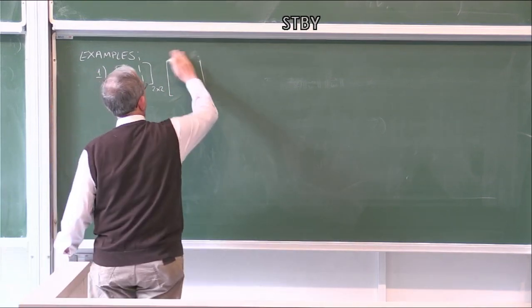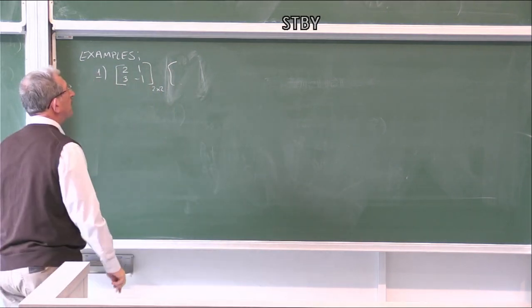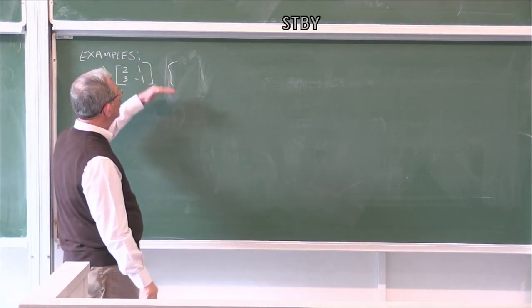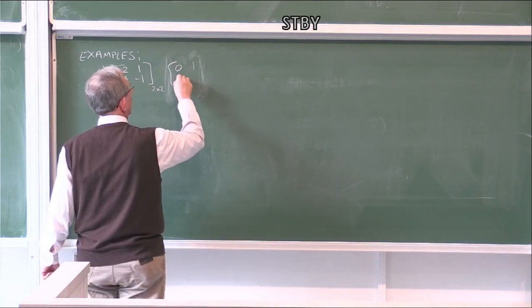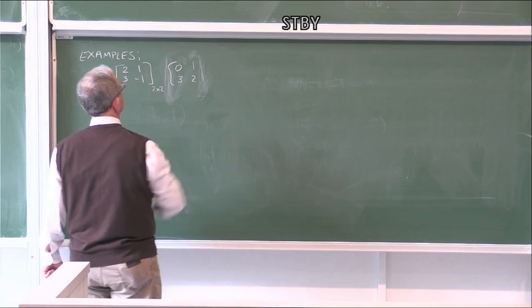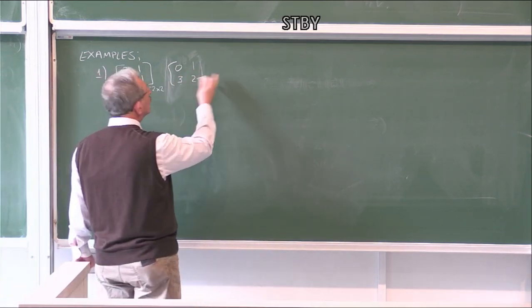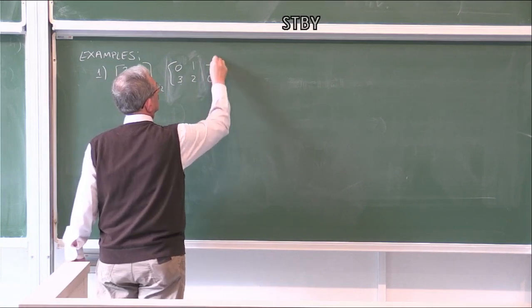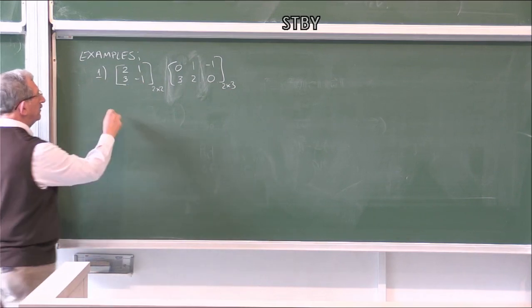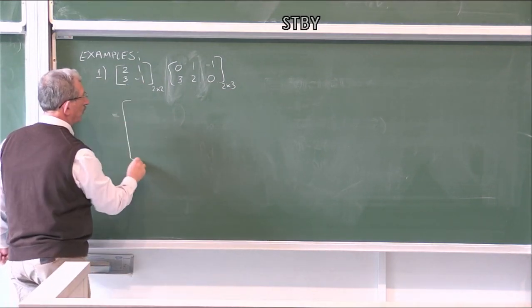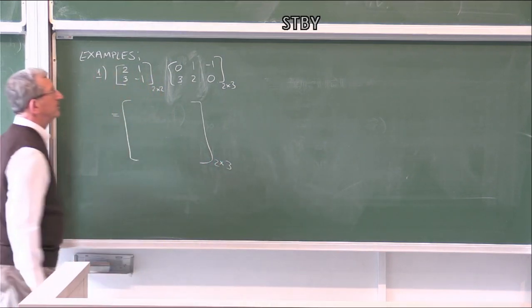Sorry, let me take it this way. It must have 2 rows, so say 0, 1, and 3, 2, okay? But it can have more columns. At the end, we will have a 2 by 3 matrix, just like this one.